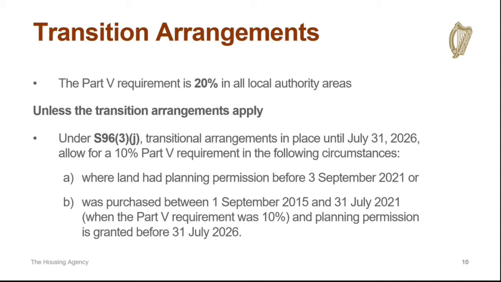Firstly, where the land has planning permission before the 3rd of September 2021, which is the date on which the legislation was commenced. Or secondly, where the land was purchased when the Part 5 requirement was 10% and a planning permission is granted before the transition arrangements end on the 31st of July 2026.